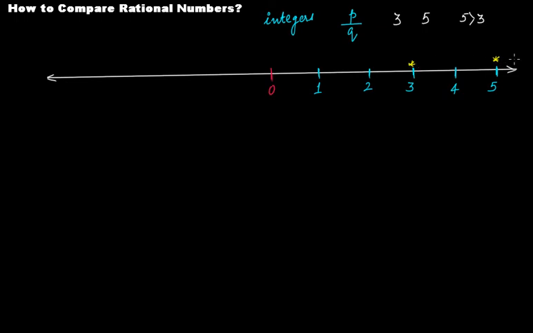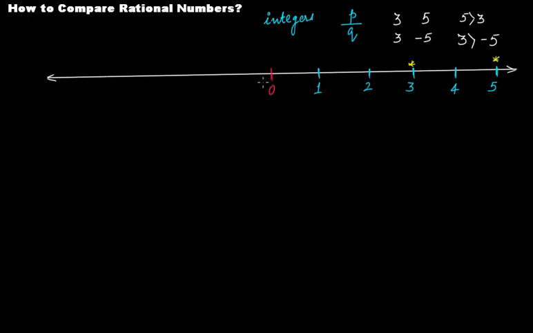Okay, now what if someone asks you what if you have to compare 3 and minus 5? Now you know that whenever we compare a positive number and a negative number, then of course the positive number will always be greater. So in this case, 3 is always greater than minus 5. Even 0 is greater than minus 5. We know all these things. We have studied in our earlier class.